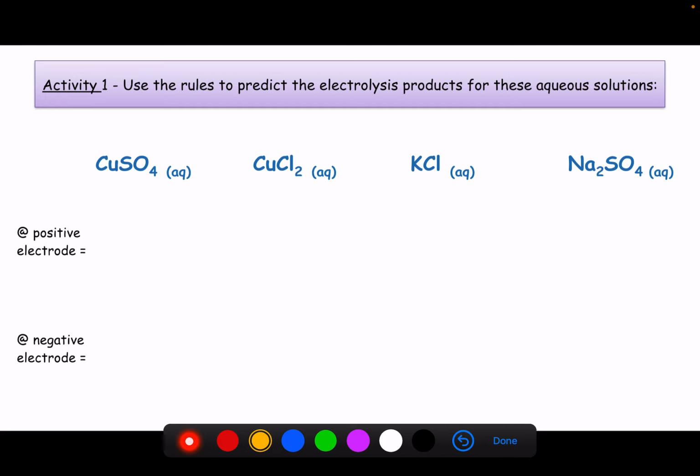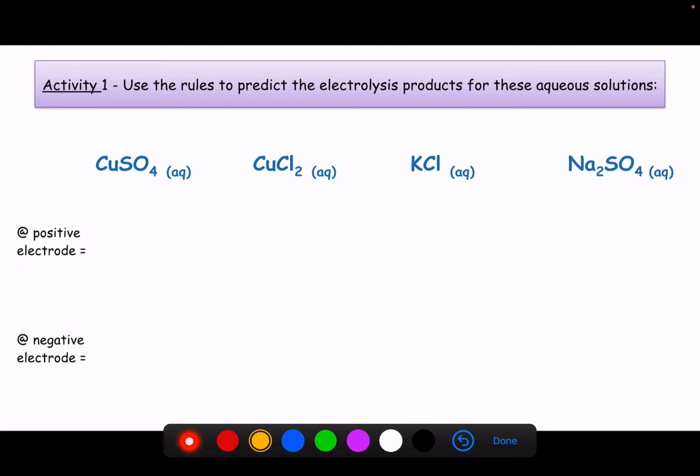Here we're using the rules that we've already gone through to predict the electrolysis products for these aqueous solutions. So we've got copper sulfate, copper chloride, potassium chloride, and sodium sulfate. 4 different electrolytes, and we need to predict what would be produced, first of all, at the positive electrode and at the negative electrode if we did electrolysis on each of these.